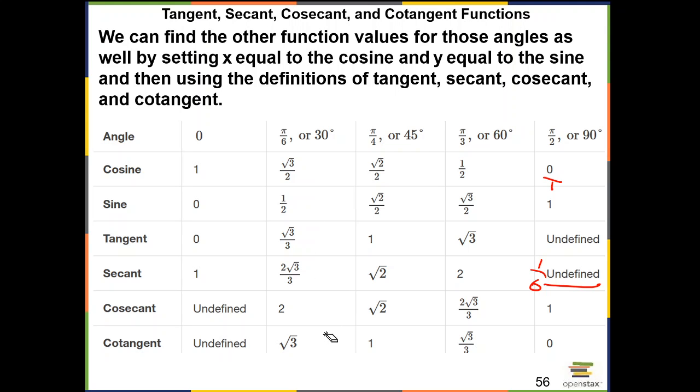And the rest of it you can find by dividing, right? So you should be able to create this from memory. You should actually sit down and create this chart from memory. That's something you should know as a trig student.